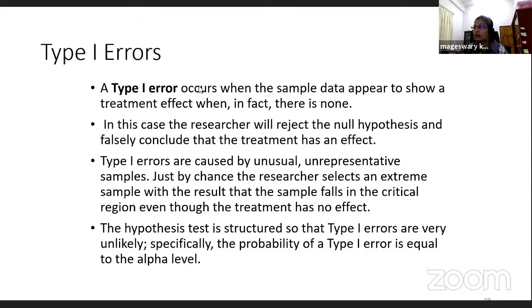The type 1 error is when the sample appears to show a treatment effect, but in fact there is none. That means you are seeing differences between the pre and post. So when you see the differences, you say, okay, I'm going to reject the null hypothesis, that there is no significant difference between pre and post. But then the difference between pre and post is not because of the treatment, but maybe because of some other factor.